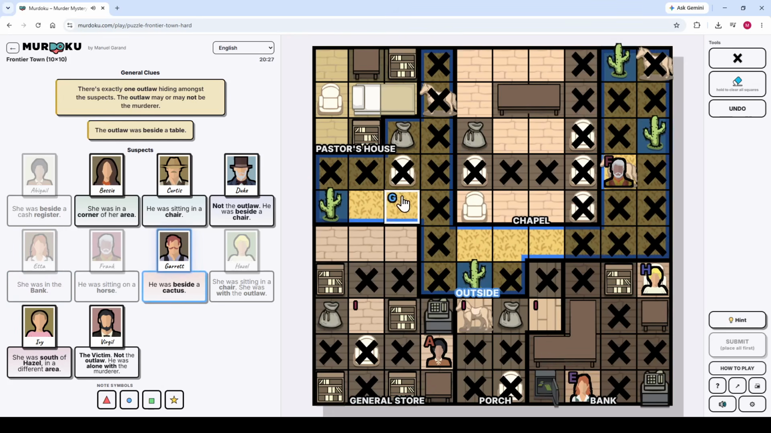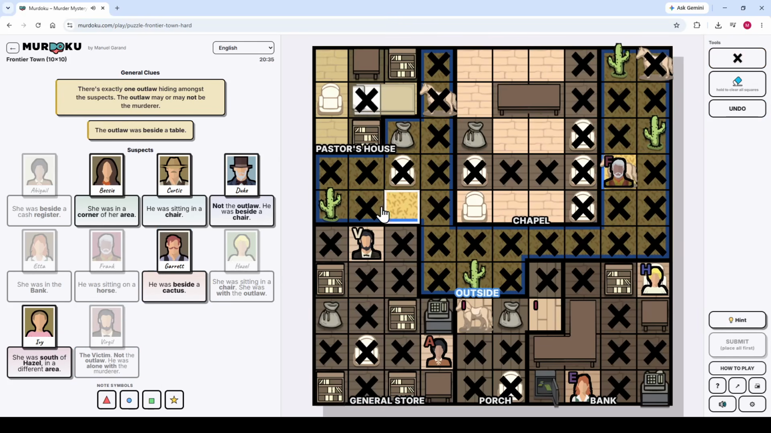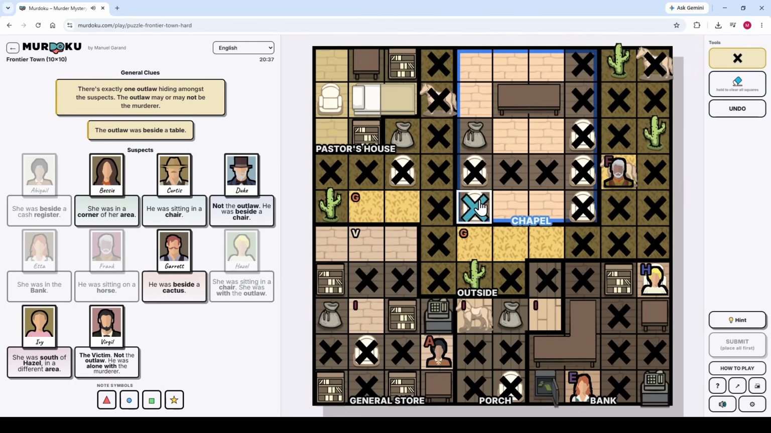E must be here. And now G is in one of these two squares. We can block the intersecting squares right here. If you're not sure why, well, let's say that V was right here. Well, then G would have nowhere to be. So we can block these two squares, which means that G is on this chair.